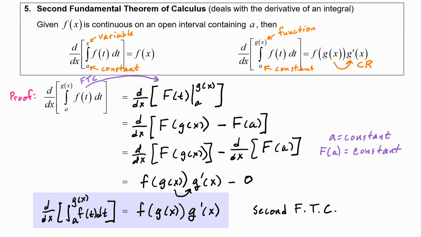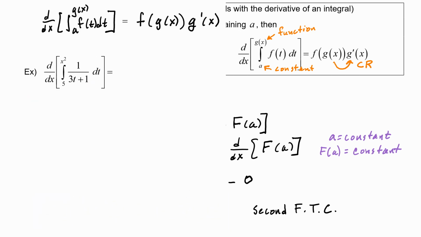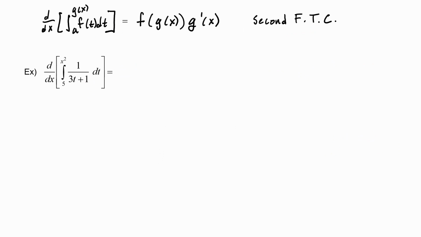So let's try some examples where we apply this rule. In this example, we have to find the derivative with respect to x of the integral from 5 to x squared of 1 over the quantity 3t plus 1 dt. Now we suspect we will be applying the second fundamental theorem of calculus because we're taking the derivative of an integral. But what we have to make sure is that our integral is set up exactly like the rule requires.